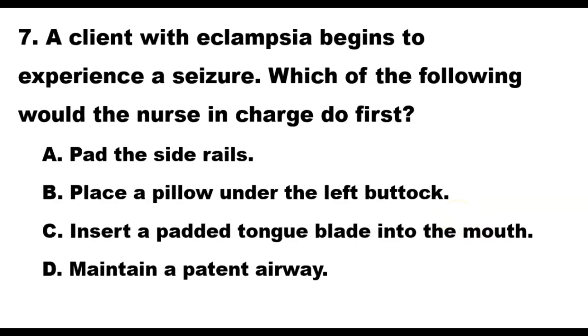So the correct answer is D. First, the priority action during seizure is to maintain the patient's airway, ABC, and prevent aspiration. Also, inserting a tongue blade can cause injury.